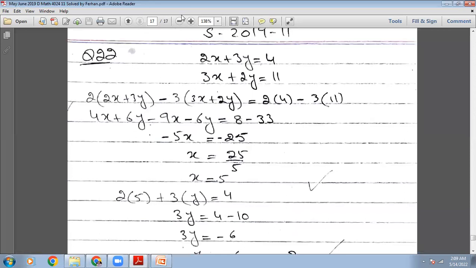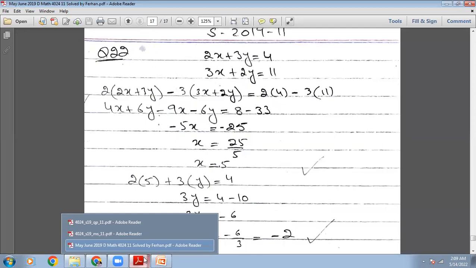The method is showing up on your screen. Multiply the first equation by 2. So 2 bracket 2x plus 3y minus 3 bracket 3x plus 2y equals 2 multiply 4 minus 3 multiply 11. So you will have 4x plus 6y minus 9x minus 6y equals 8 minus 33. So you will have minus 5x equals minus 25. So x will be equal to 25 divided by 5. So x will be equal to 5.